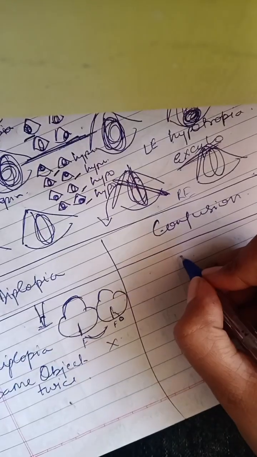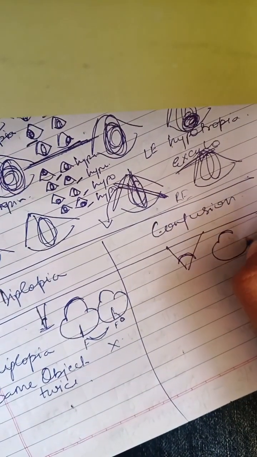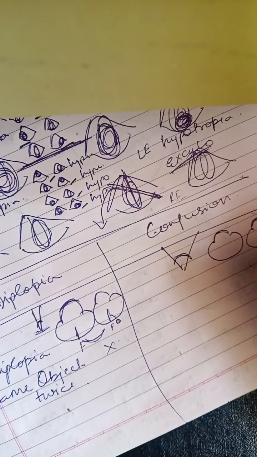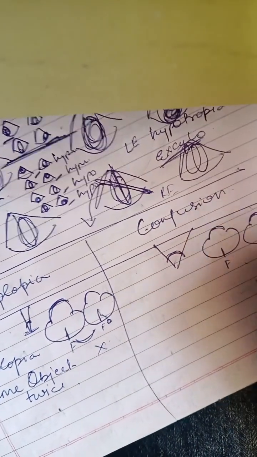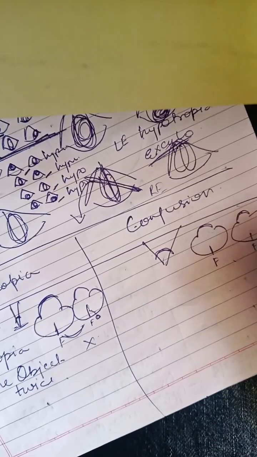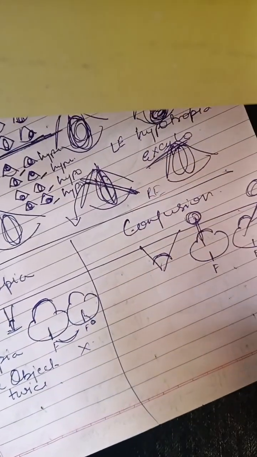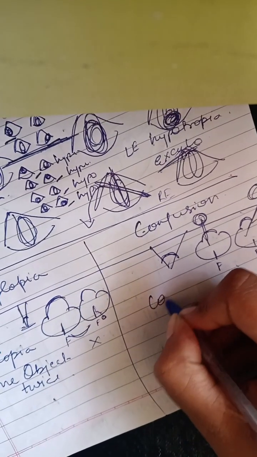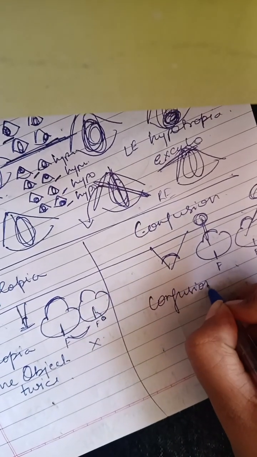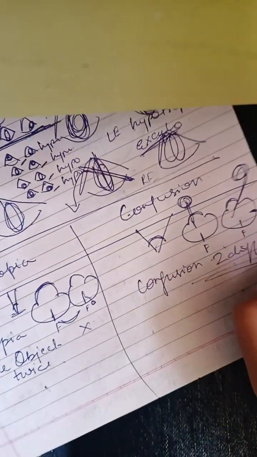But in confusion there is a very large angle. Here the fovea is there and here also the fovea, but over here the image forms. So this eye is looking at a different object and this eye is looking at a different object. So over here confusion occurs because they are looking at two different objects. So this cannot be diplopia.